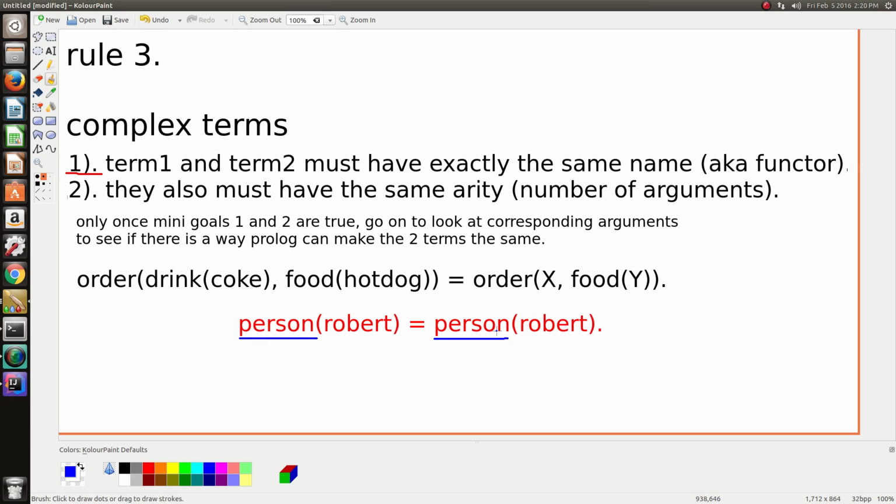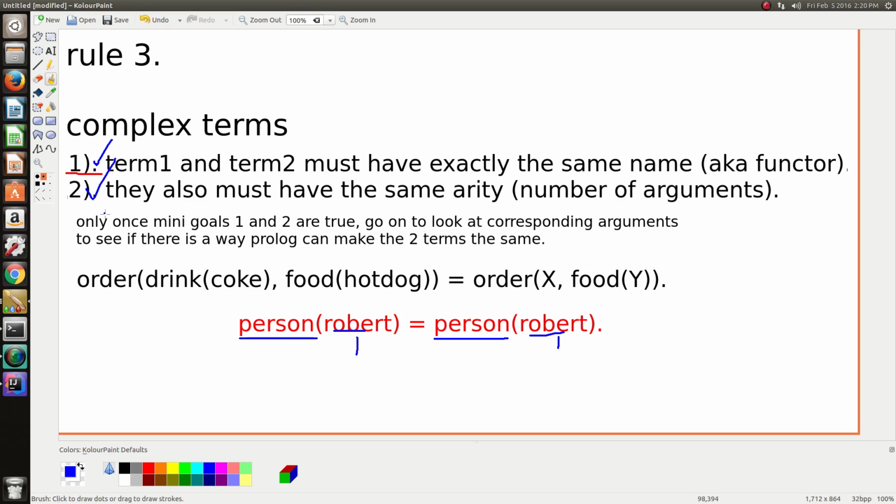So person and person have the same name. So Prolog's like, okay, cool, these two unify. I'm happy with that. And then it goes on to the second mini goal. Do they have the same arity, which is just the same number of arguments? It's just one argument here, and the other side only has one argument. So mini goal 2 is correct.